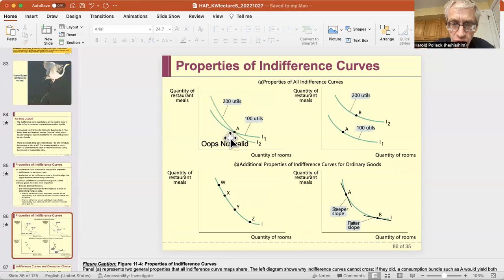So here we have, oops, can't have that happen. But just here's different curves.